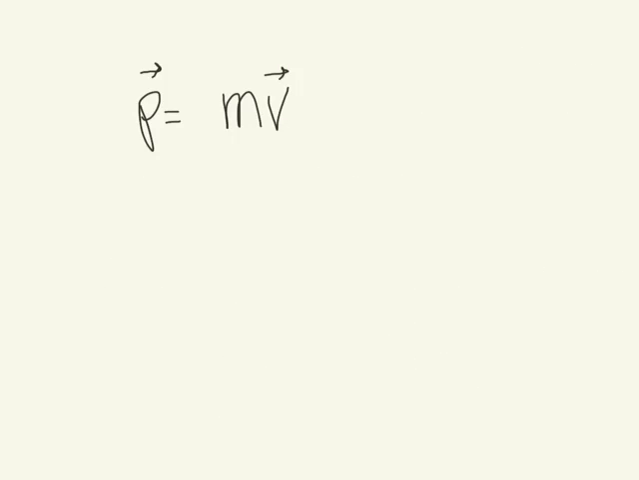Here, let's manipulate an equation. This is the definition of momentum. Momentum is a vector quantity, and it's given by the variable p, and it's equal to the mass of an object times its velocity.